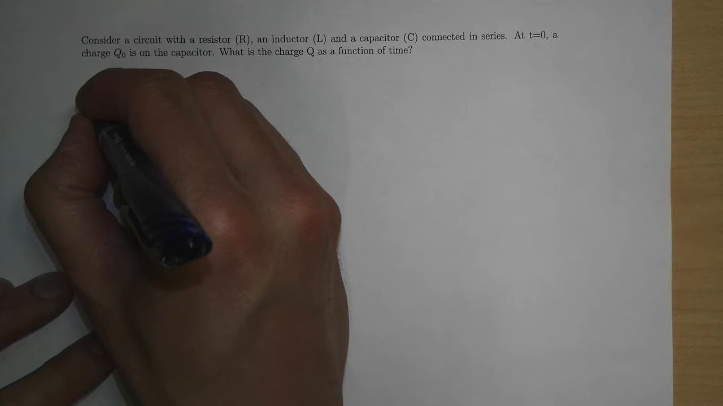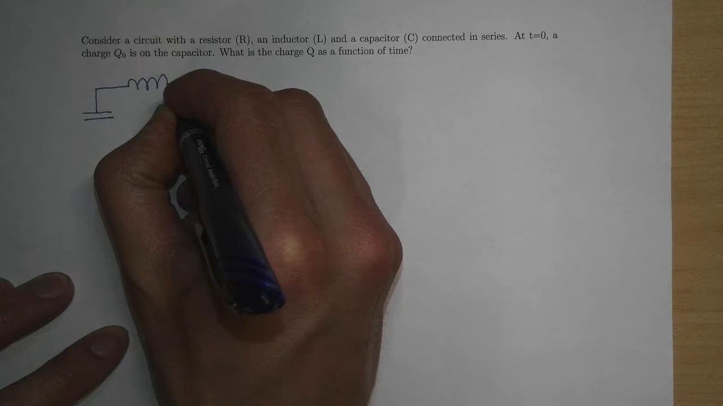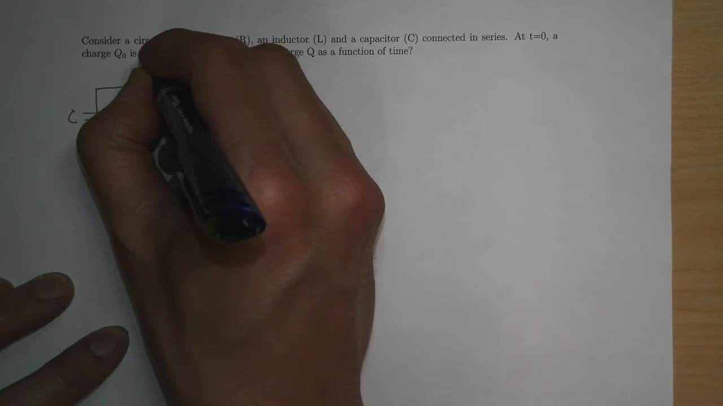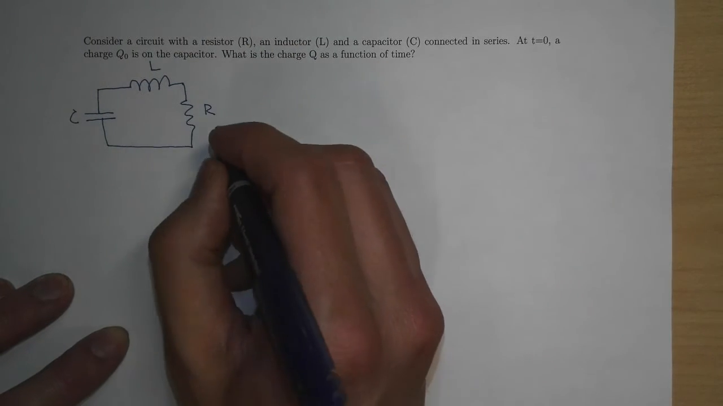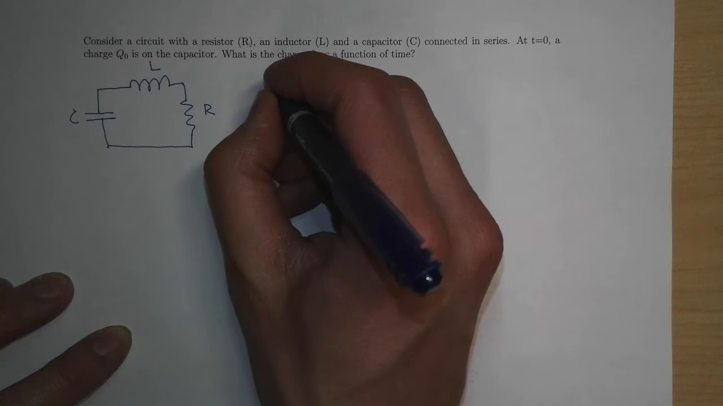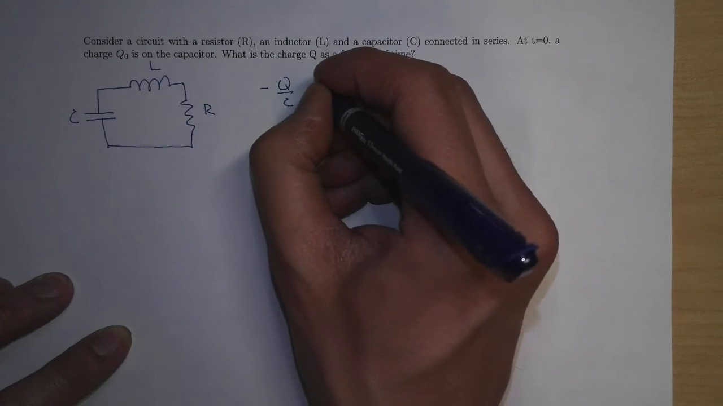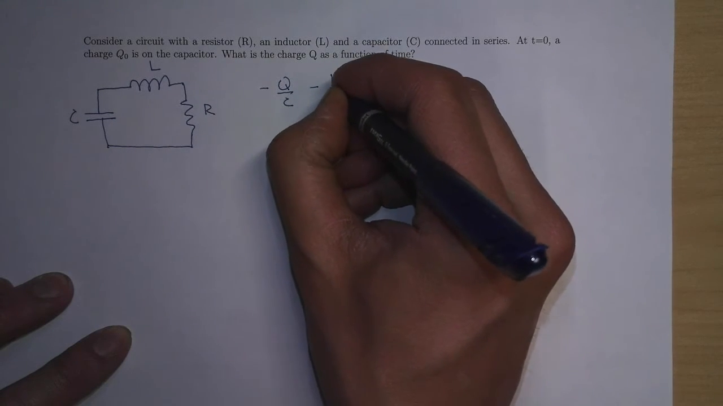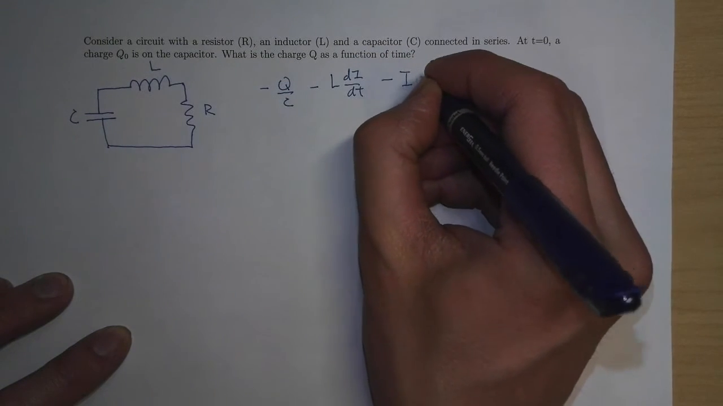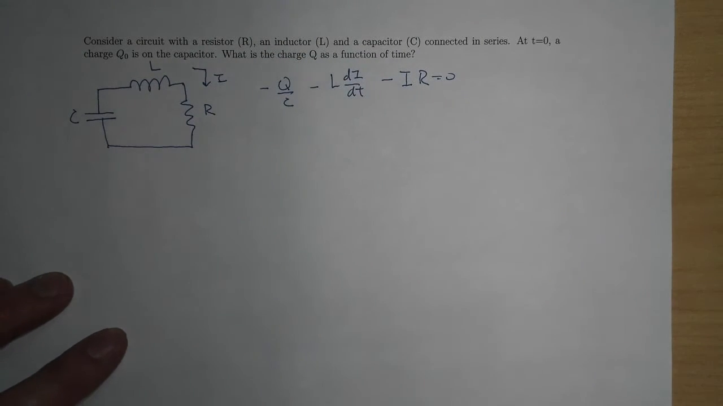You have a capacitor, you have an inductor here, and then you have a resistor. This is C, this is L, this is R. What is charge Q as a function of time? Alright, let's use Kirchhoff's law again. Crossing this capacitor, I get minus Q over C. Crossing this inductor, I get minus L dI/dt. Crossing the resistor, I get minus I R equals 0, assuming I is going that way.